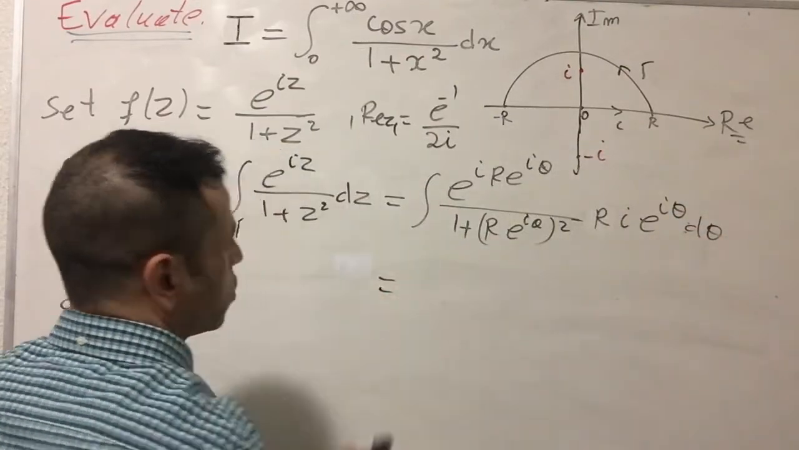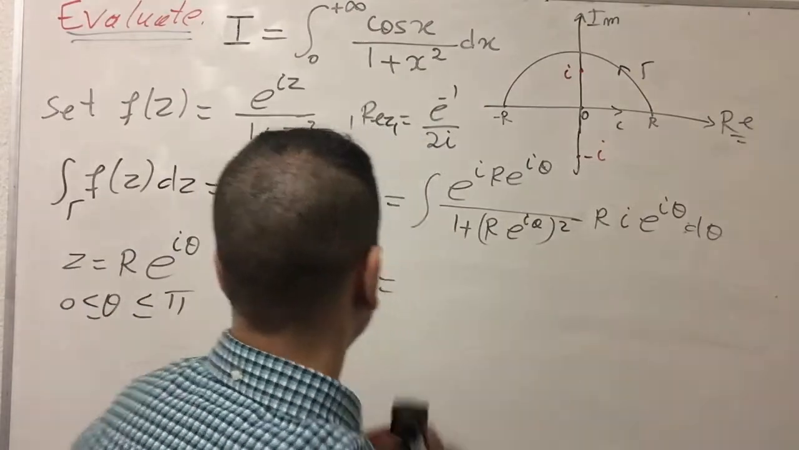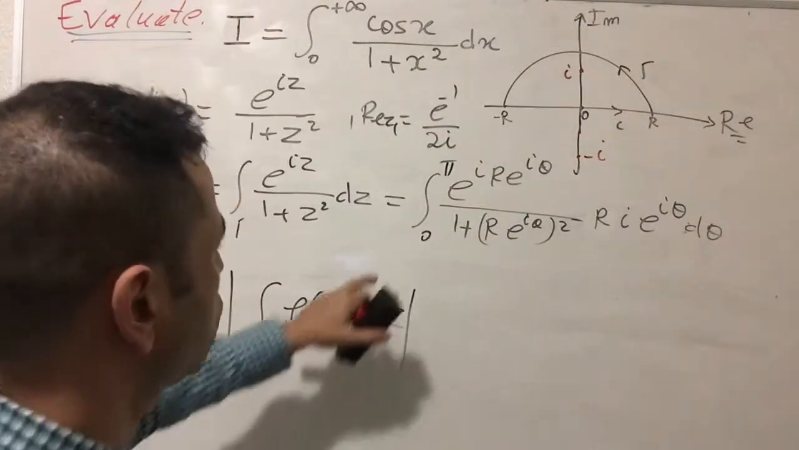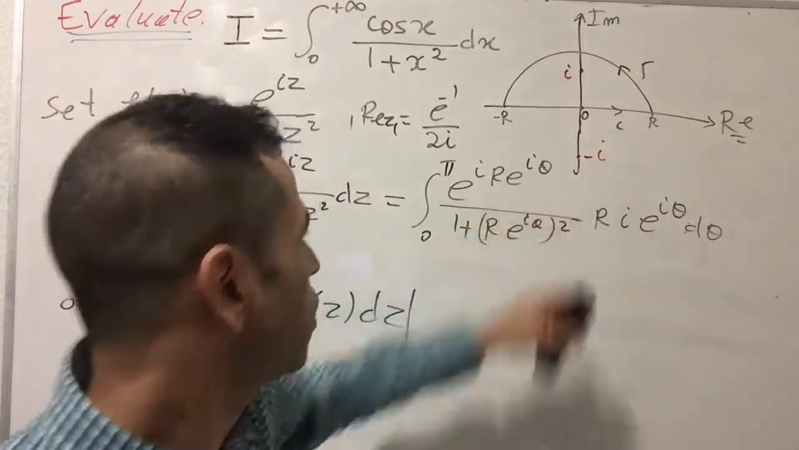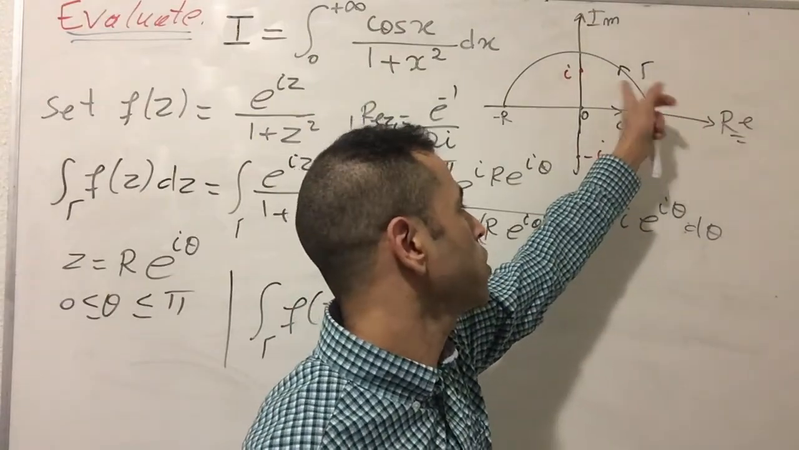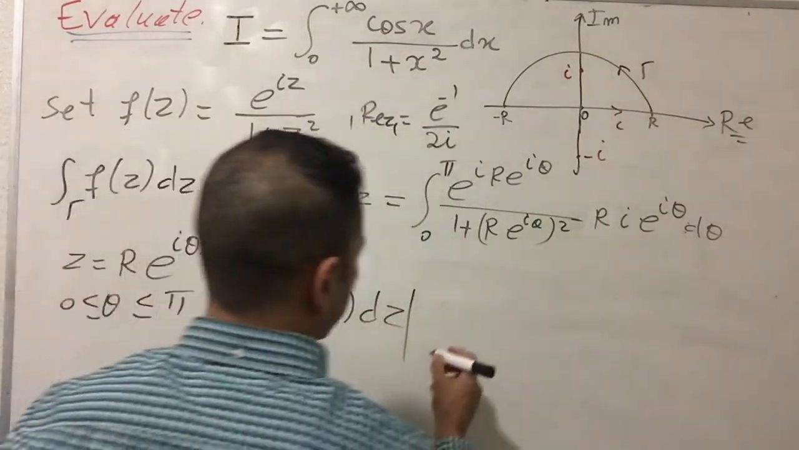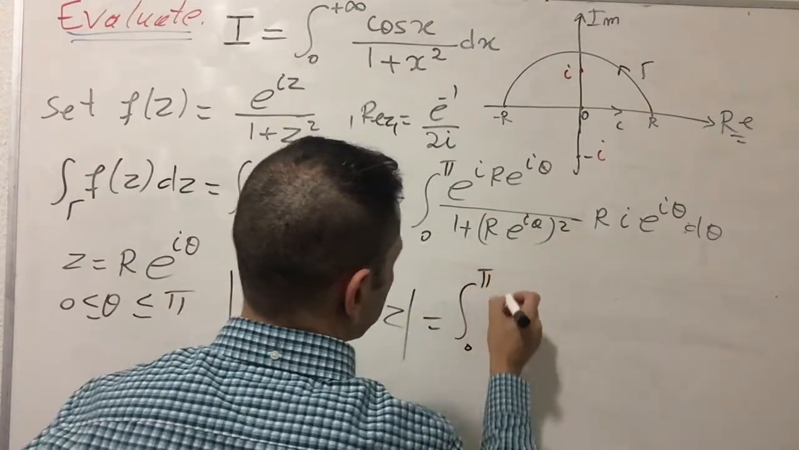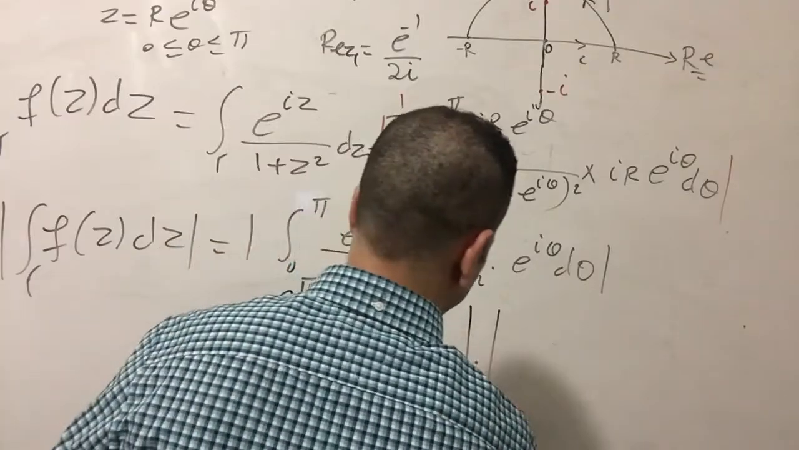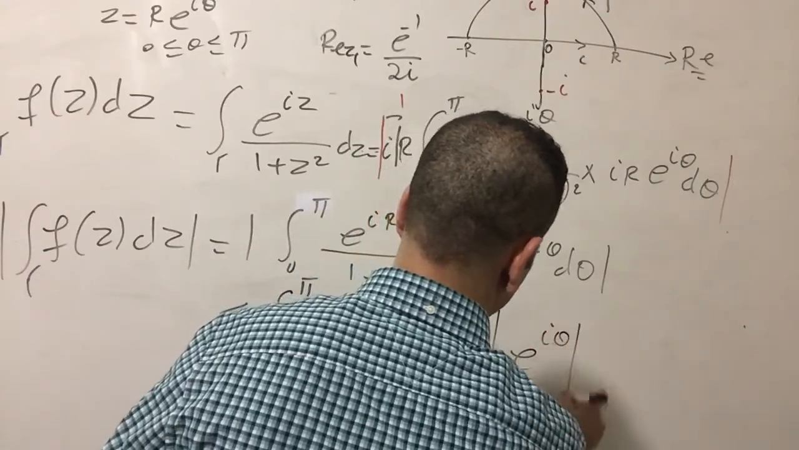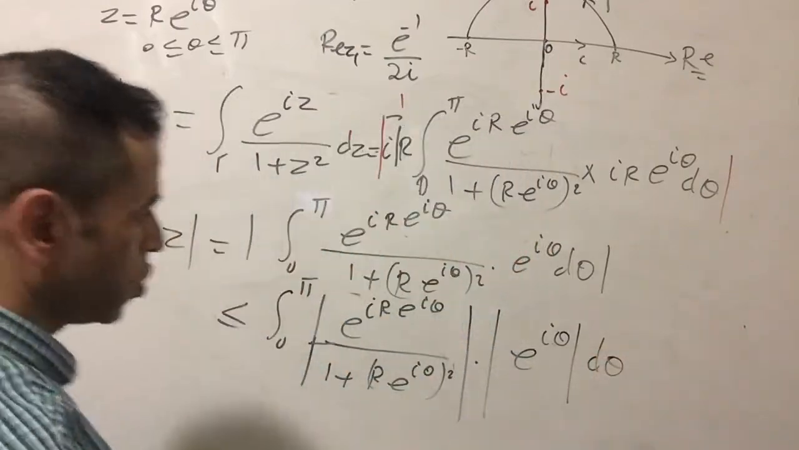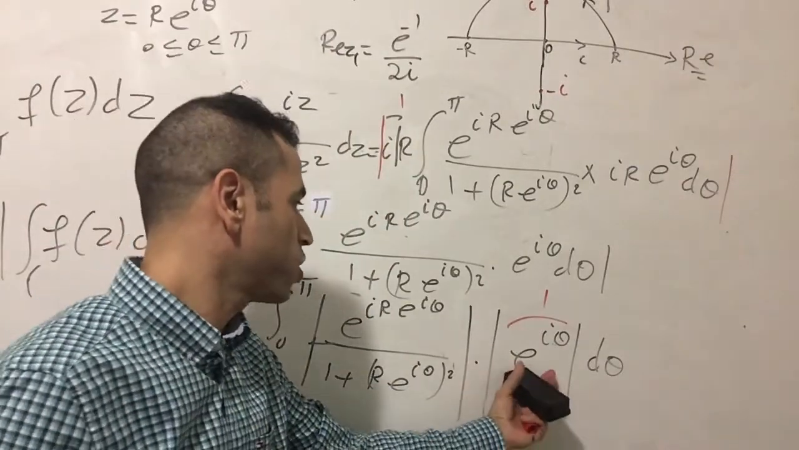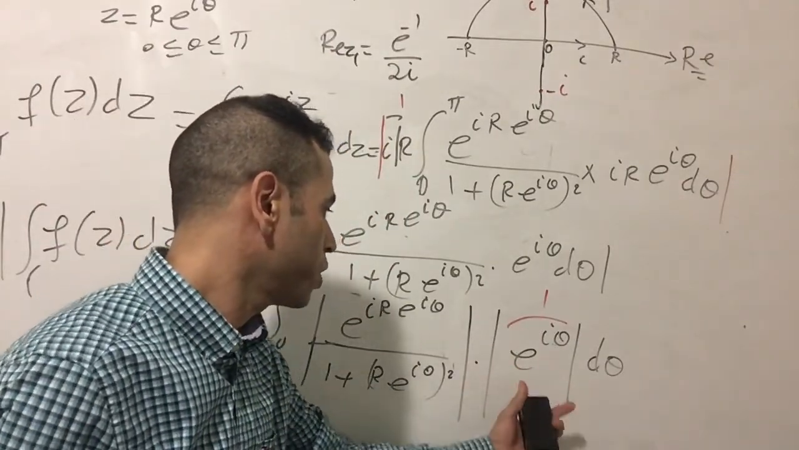So now I'm going to apply the absolute value on both sides, because we changed everything to theta. We are following the anti-clockwise direction. So I will have the absolute value of this integral from 0 to pi, multiplied by the absolute value of e to the i theta, d theta. As you know here, this e to the i theta equals 1, because the modulus of this one equals 1.